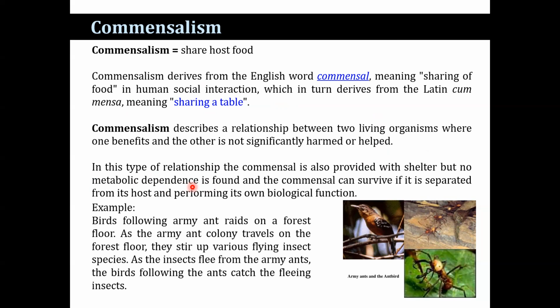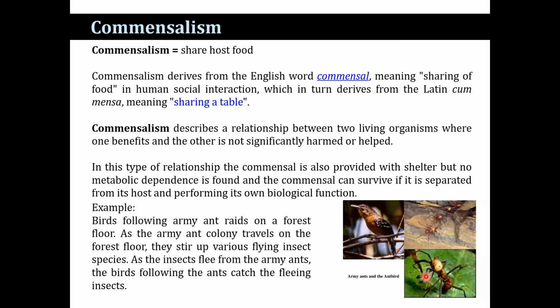And the commensal can survive if it is separated from the host and performing its own biological functions. Here you see the example of the birds that are following the army ants and raids on the forest floor. As the army ants travel on the forest floor, they stir up various flying insects, and this type of insect is caught by the birds. So the birds follow the ants and catch the fleeing insects, and that is a good example of commensalism.